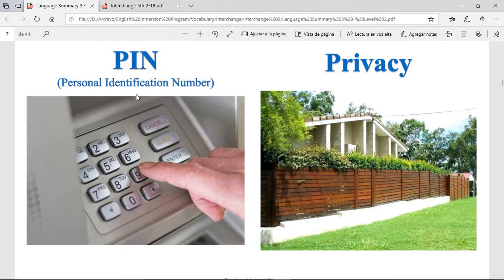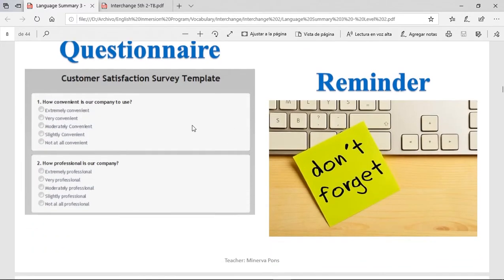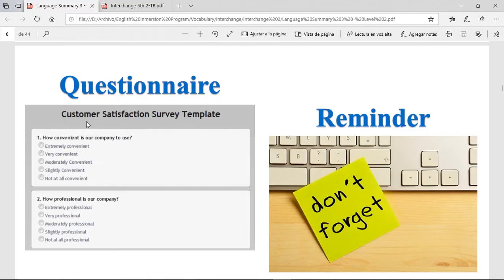And usually a PIN is used as a password for things like ATMs with your credit cards and stuff. Privacy. Your privacy is the characteristic of not having people looking at you or seeing what you're doing. Your privacy is when you're alone and nobody can see what you do. A questionnaire. It's like a set of questions with answers. Okay. A questionnaire. You ask a series of questions.